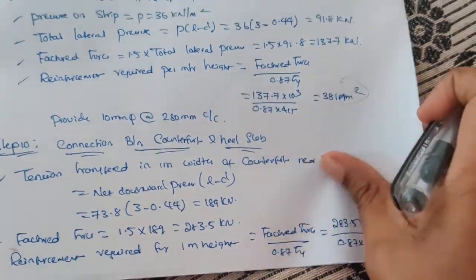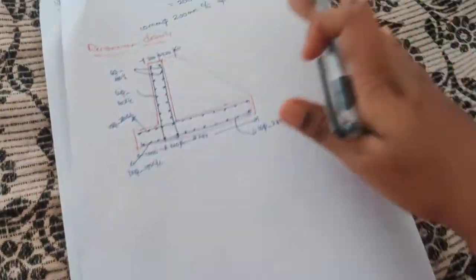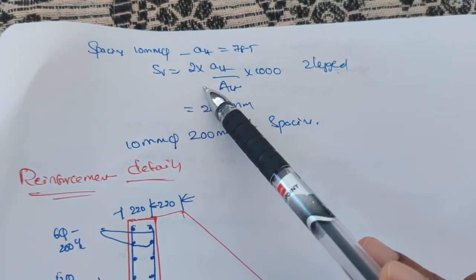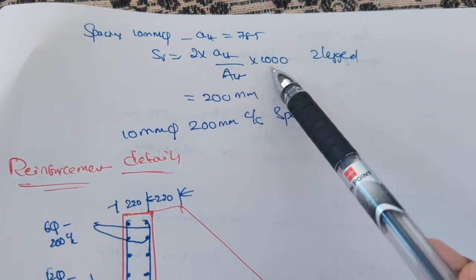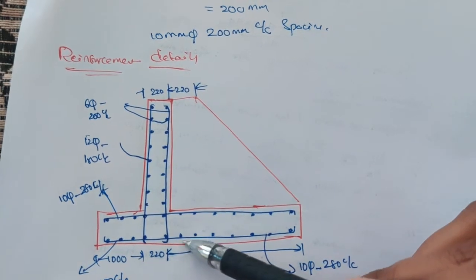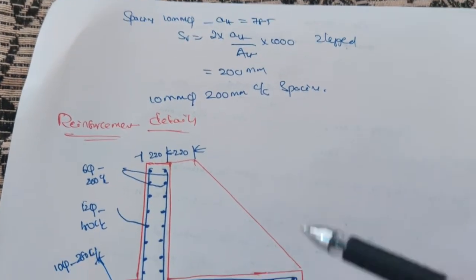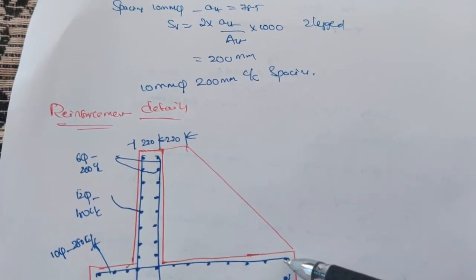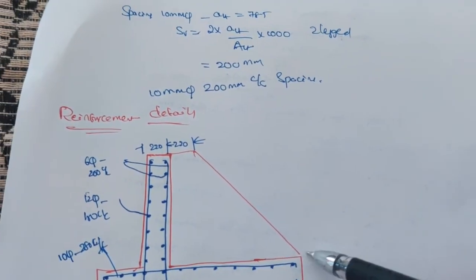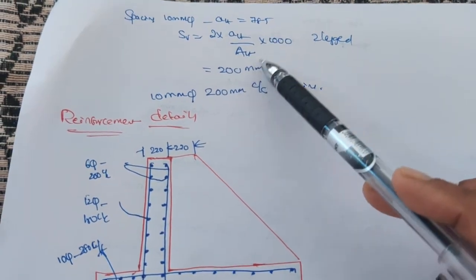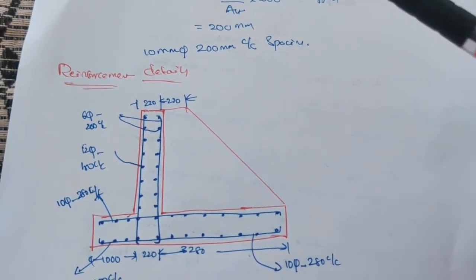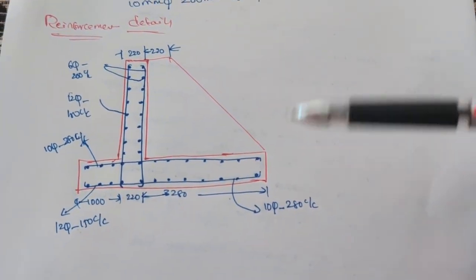So after finding this, for the minimum spacing you are providing 10 mm diameter, spacing you are finding 2 into small AST by capital AST into 1000. We already discussed this. Normally for the heel slab we provide the reinforcement at the bottom side only, but here if you want to provide on the top side, you have to connect it with the stem part also. Here we are providing two legged, so 2 into small AST by capital AST into 1000. So 10 mm diameter, 200 mm center to center spacing. So this is the reinforcement details.